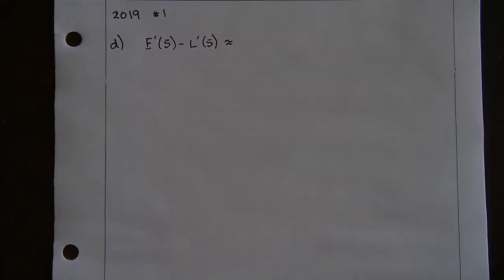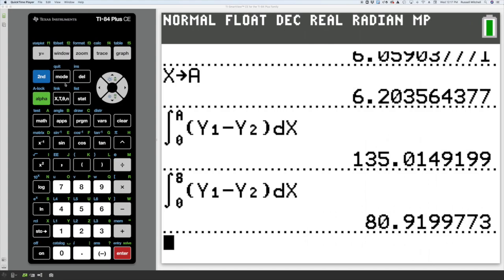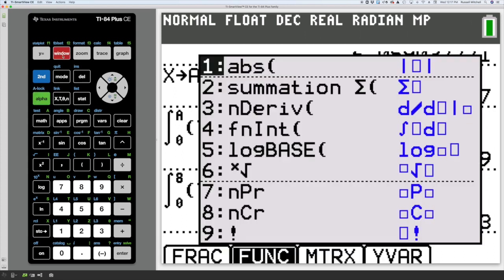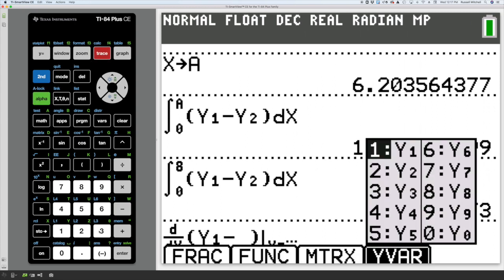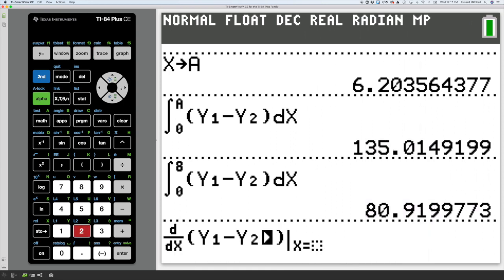Okay, so let's go to our calculator and put this in. We have to take the derivative, so we go alpha, window, and then number 3. We want to take the derivative with respect to x of y1 minus y2. So alpha trace, and then number 1, y1, minus alpha trace y2, at x equals 5.